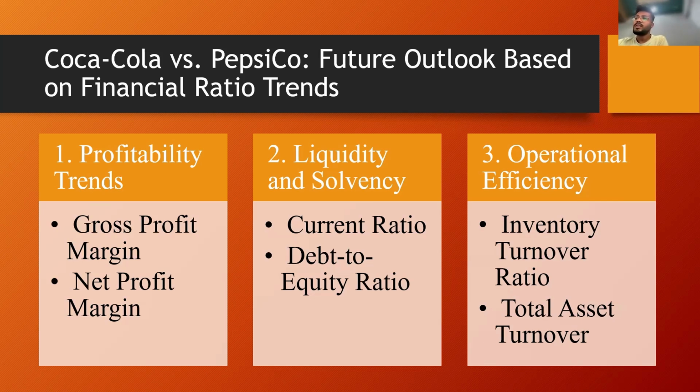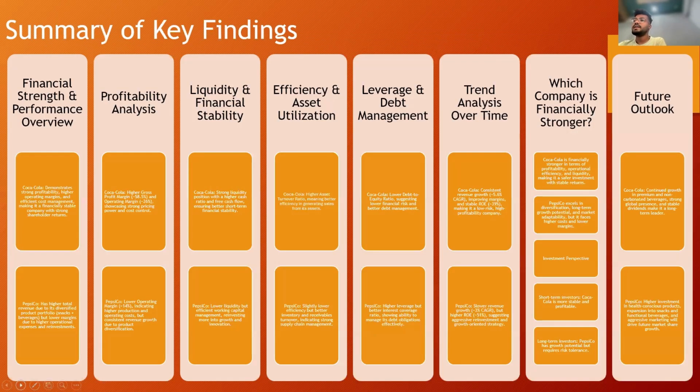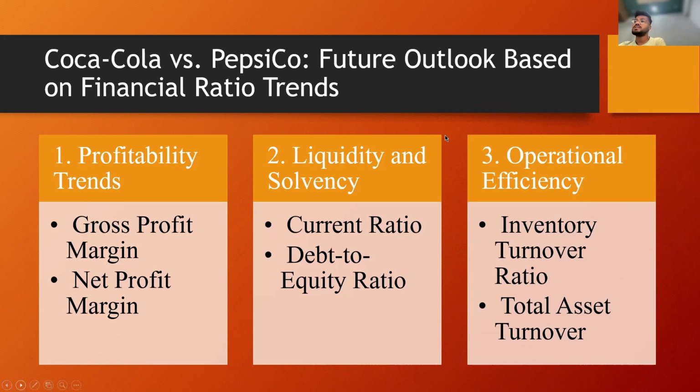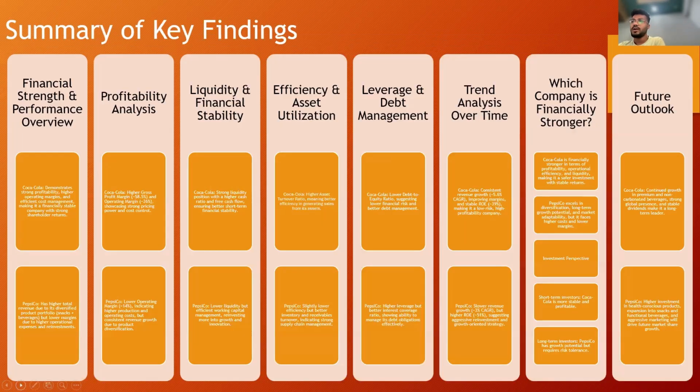So the key takeaways are Coca-Cola's superior profitability, liquidity, and operational efficiencies suggest a favorable future outlook, enabling it to navigate challenges more effectively, whereas for PepsiCo, higher debt level and operational inefficiencies may require strategic adjustments to enhance financial performance and competitiveness. Can we move to the next one?